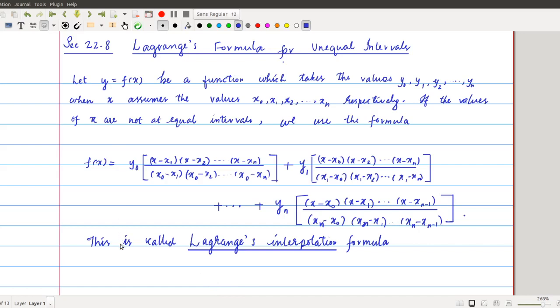So if you are given the values of y0, y1, y2, etc., yn and x0, x1, x2, etc., xn, using this formula you can evaluate the values of f at any point in between, or any point x belonging to R. So next we will discuss an illustrative example.